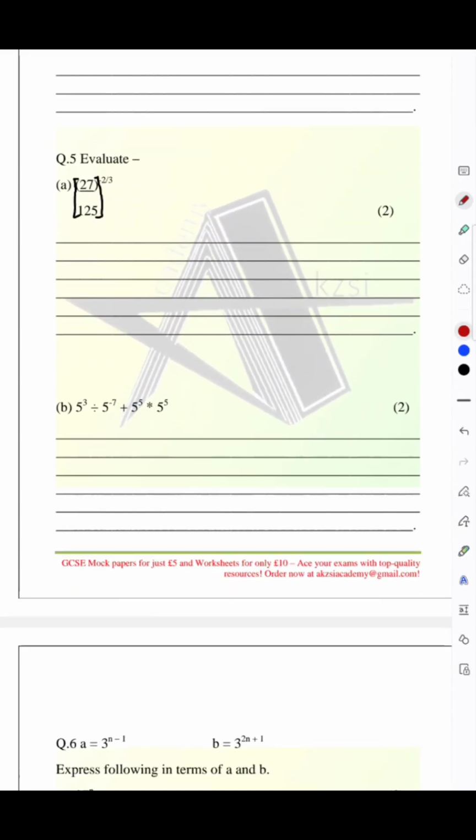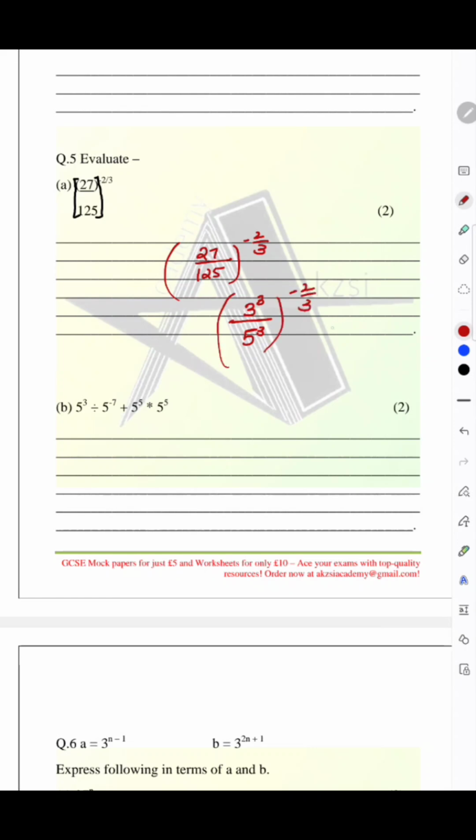Question number 5. It says evaluate 27 over 125, and they both have the same common power. So 27 over 125 to the power of negative 2 over 3. So we have to convert both into the form of a to the power of m. 27 is 3 times 3 times 3, which is 3 to the power of 3. Similarly, 125 is 5 times 5 times 5, which is 5 to the power of 3, whole to the power of negative 2 over 3.